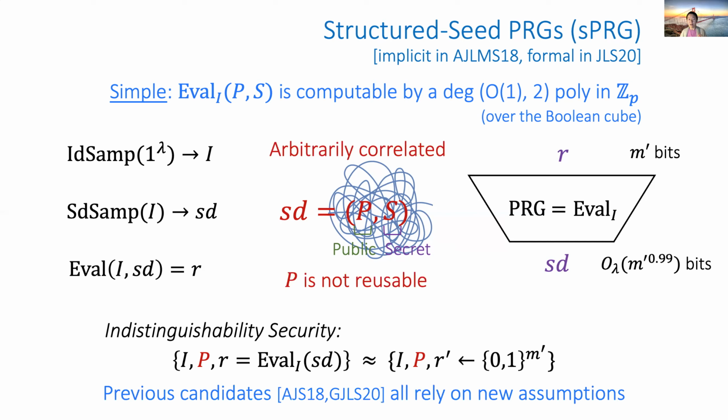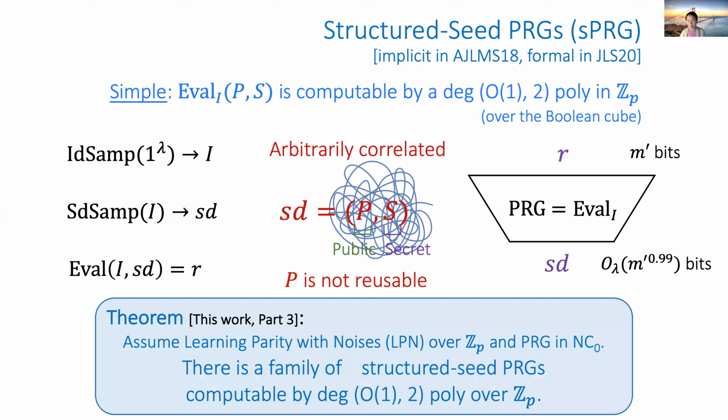Previously, there were already some attempts at constructing these degree 2.5 PRGs. However, they all rely on new assumptions. In this work, in part 3, Ayush is going to tell you how to construct them using learning parity with noise and the PRG in NC0. Unfortunately, we won't be able to construct a full-fledged structured seed PRG, but rather a weaker variant that I will come back to later in the talk. But for now, let's imagine that we have a full-fledged SPRG.